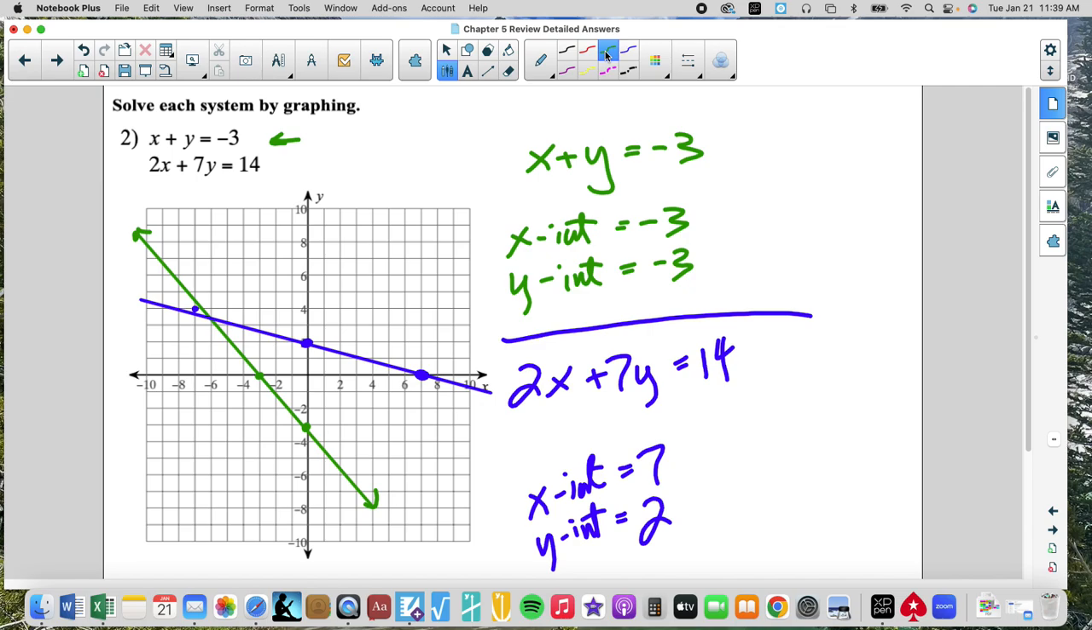1, 2, 3, 1, 2, 3. Yikes, that goes there. So I messed up my points of intersection. Did I do this right? 2 divided by 14 is 7. 7 divided by 14 is 2. X is 7. Y is 2. 1, 2, 3, 4, 5, 6, 7. Did I? Oh, well.